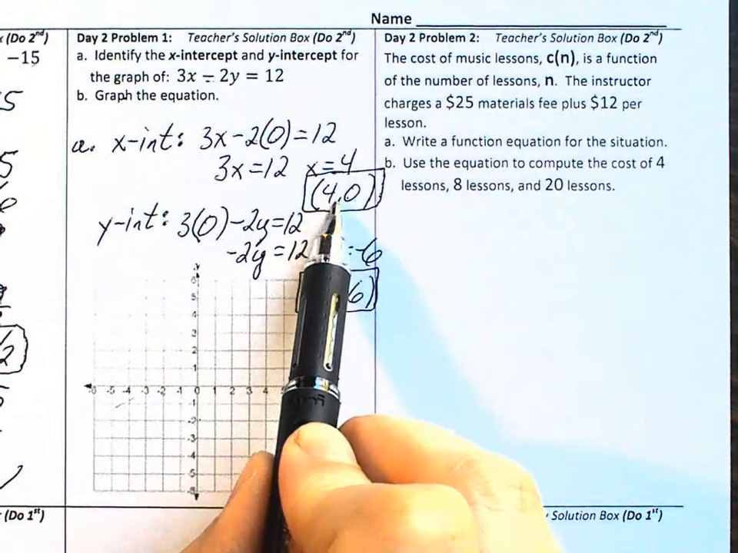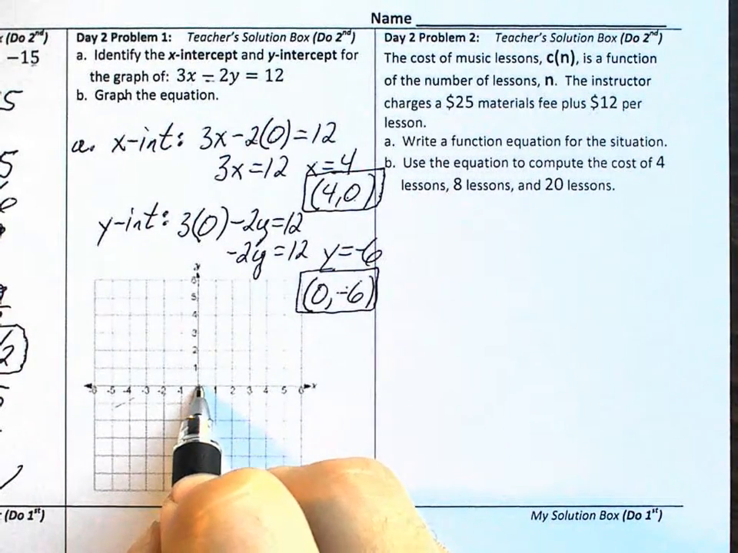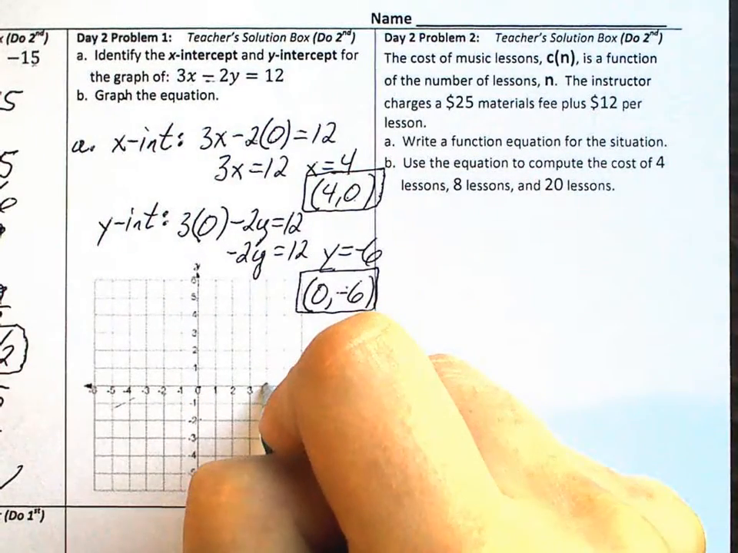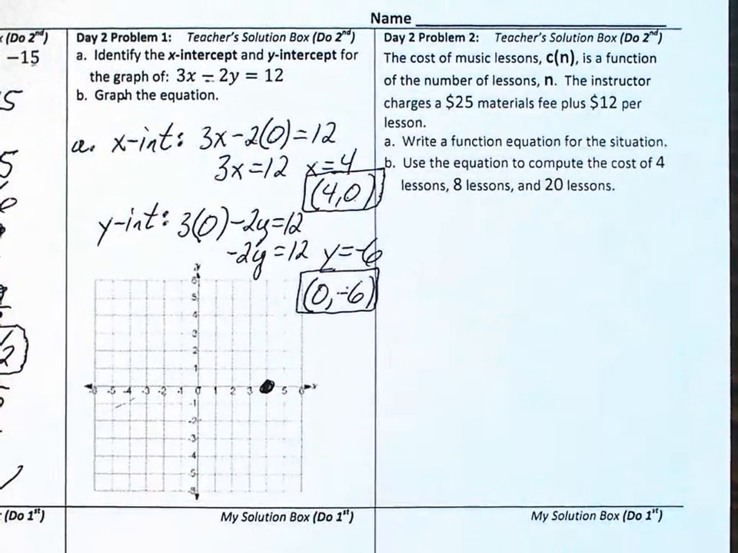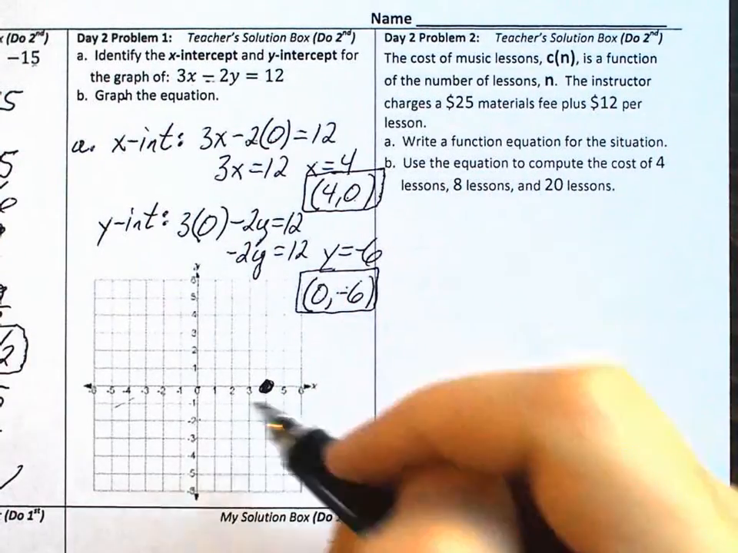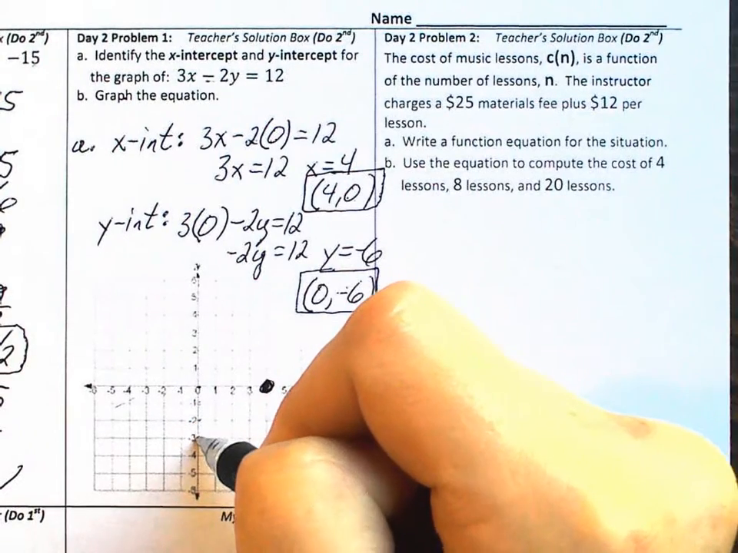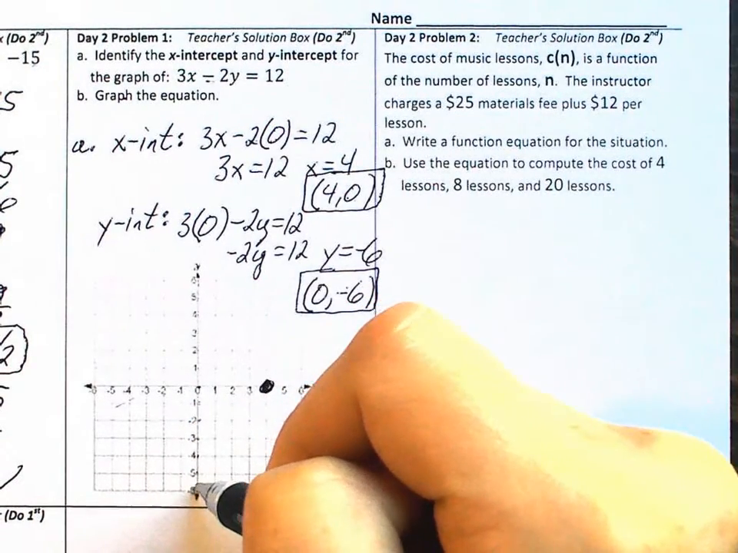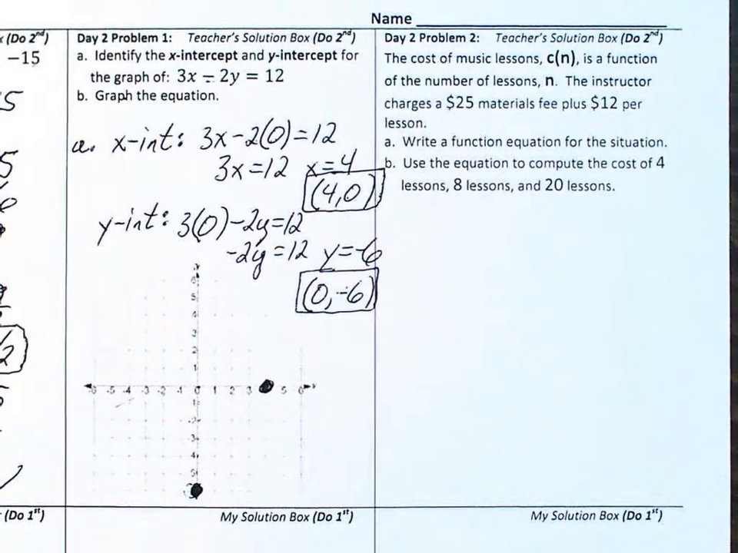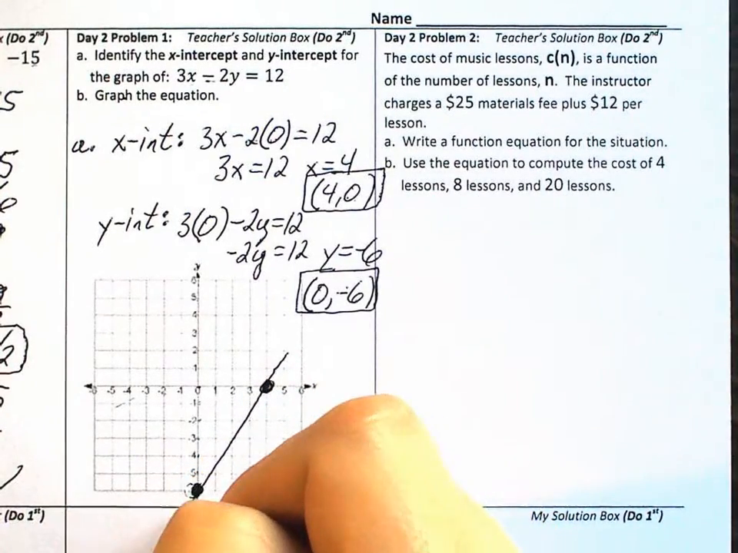So first of all, (4, 0). Let's find that. Here's the origin. (4, 0) is 1, 2, 3, 4. Right there is the x-intercept dot. Okay. Now let's figure out where (0, -6) is. Here's the origin. 1, 2, 3, 4, 5, 6. Here's -6, and so you put a dot here. That's the y-intercept. And with those two dots, draw a line through them.